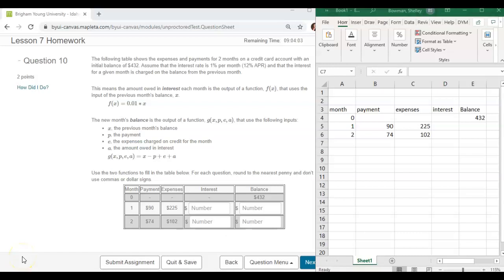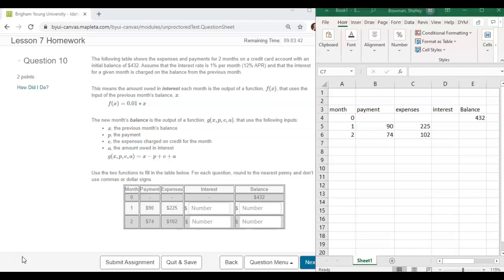Lesson 7, homework question number 10. The following table shows the expenses and payments for 2 months on a credit card account with an initial balance of $432. Assume that the interest rate is 1% per month, or 12% APR, and that the interest for a given month is charged on the balance from the previous month.